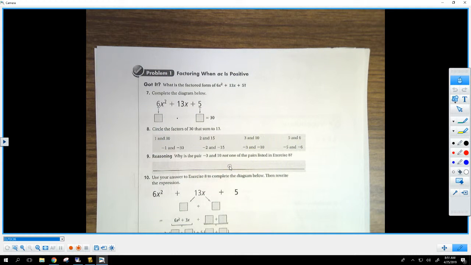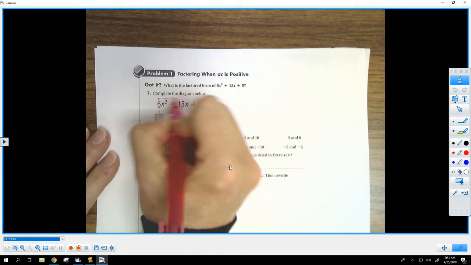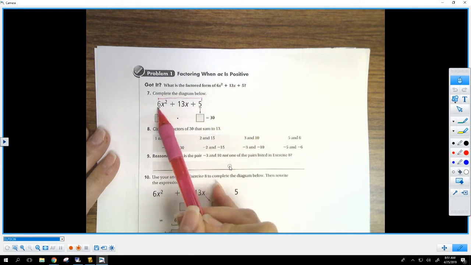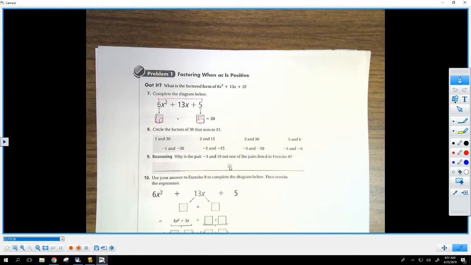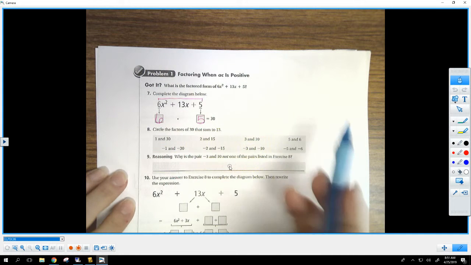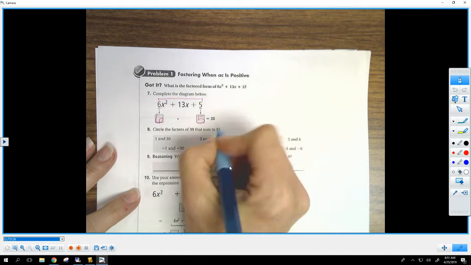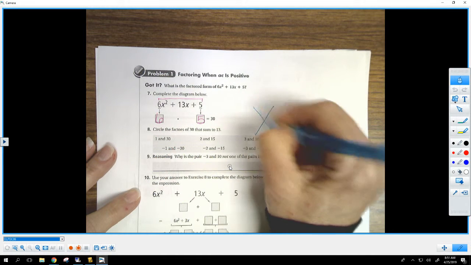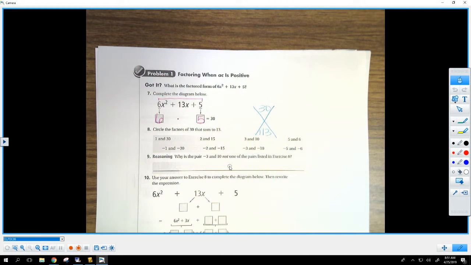All right, so problem number 1 says, complete the diagram below. So what is the factored form of 6x squared plus 13x plus 5? So remember that we multiply a times c, right? So we're going to say 6 times 5 equals 30, right? So what are the factors of 30 that equal 13? So here's where we would make our diamond. They have to multiply to 30 and add to a positive 13. What factors could do that?